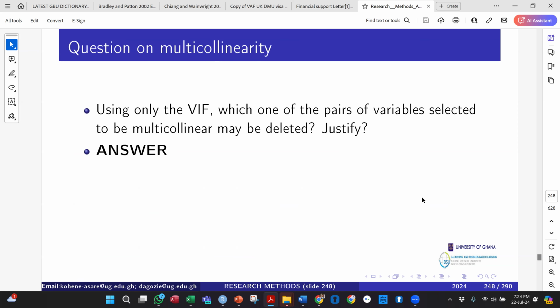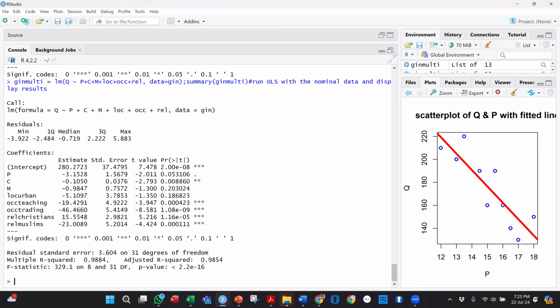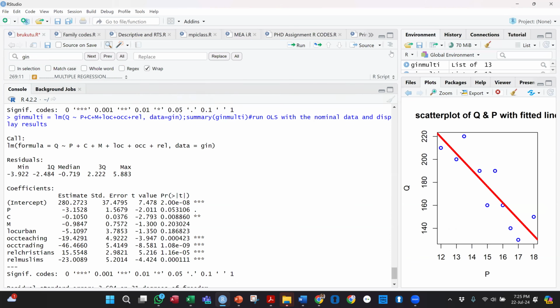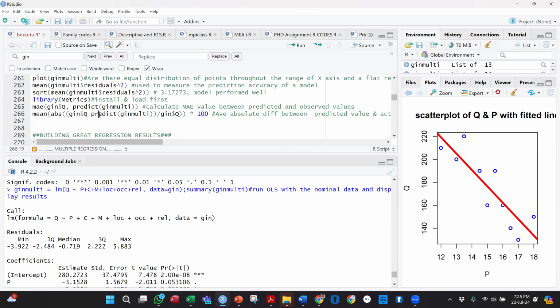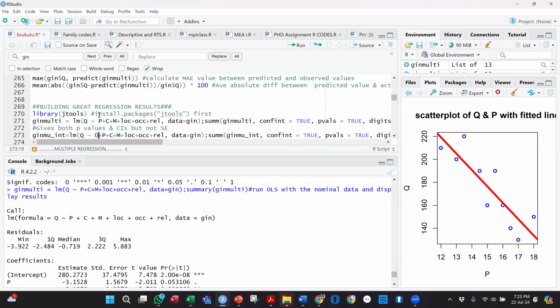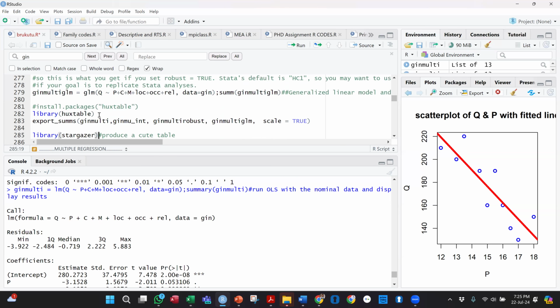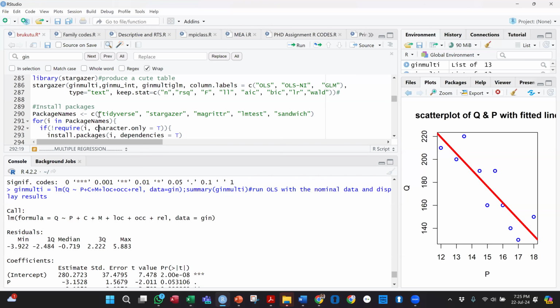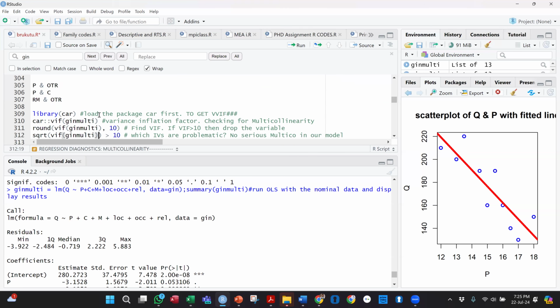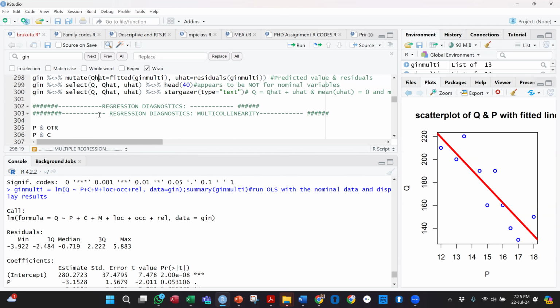So here's a question. Using only the VIF, which one of the pairs of variables selected to be multicollinear may be deleted? Now, let's go to the R and see how we generate the VIF, first of all. After you've calculated all the R, you can easily generate the VIF. So that's what we just want to do. We just want to generate the VIF. So how do you generate the VIF?